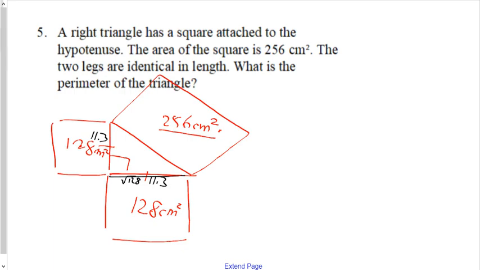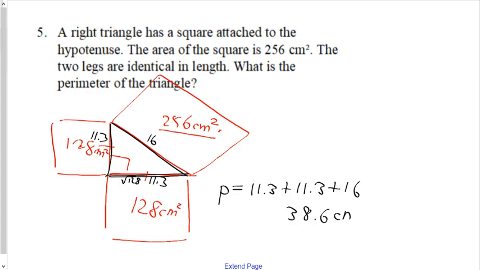Am I done? No. I need the perimeter of the triangle. I know these two. What's this length? The square root of 256, which is, is it 16? Right? Almost done. The perimeter of the triangle will equal all three sides, so 11.3 plus 11.3 plus 16, which works out to be 38.6 centimeters in length. Now remember, perimeter is distance, and it's represented with centimeters. That's a unit of distance.